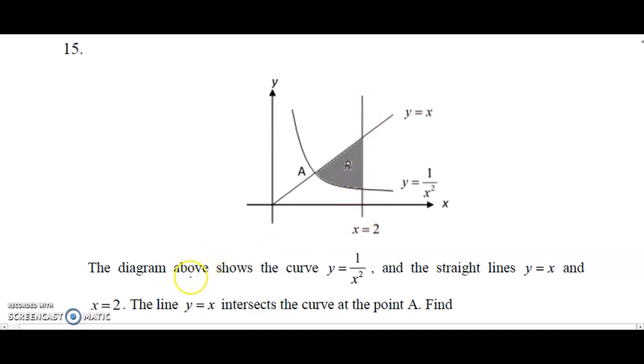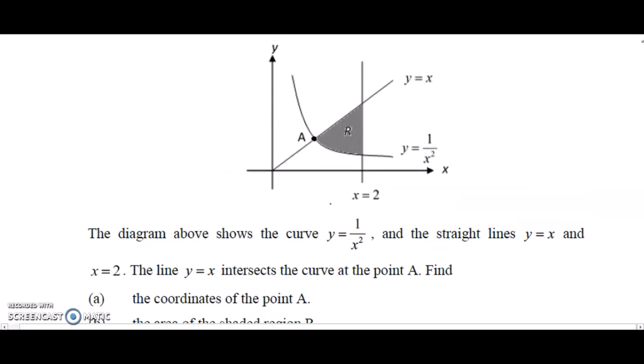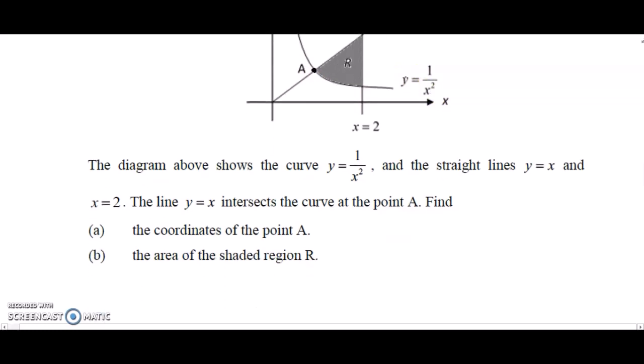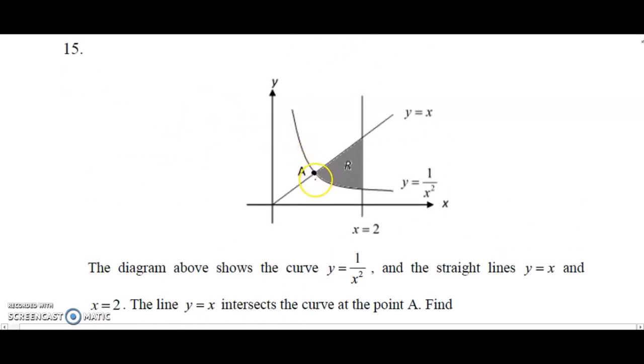Now look at the question. The diagram above shows the curve y equals to 1/x squared, straight line y equals to x, and x equals to 2. The line y equals to x intersects the curve at the point A. So this is a point A. Find the coordinate of the point A, meaning that we need to get the intersection point between the curve y equals to 1/x squared and y equals to x. B, the area of the shaded region. So after we have got the A, we can get the shaded region.